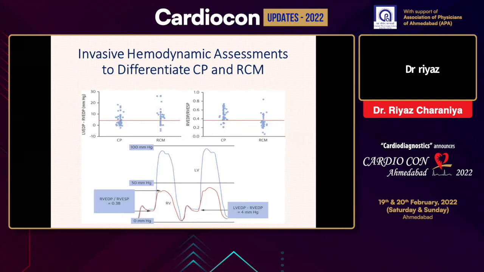If you see this meta-analysis, where they looked at the difference between these two parameters, as I already mentioned, LVEDP minus RVEDP greater than or equal to 4 will suggest more of restrictive cardiomyopathy, but it's not that constrictive pericarditis patients won't have this or will always have the other criteria. Again, RVEDP to RV systolic pressure of greater than 1/3 will be found more in patients with constrictive pericarditis than restrictive cardiomyopathy, but it's not a dictum. And you have to correlate everything when you are assessing the patient.